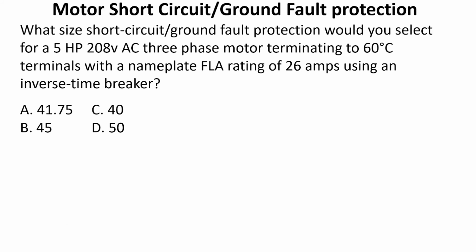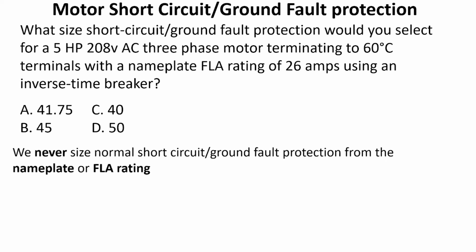What size short circuit ground fault protection would you select for a 5 horsepower 208 AC 3-phase motor terminating to 60 degree C terminals with a nameplate FLA rating of 26 amps using an inverse time breaker? So there's a lot of information here. Some of it we don't need, some of it we do. We never size normal short circuit ground fault protection from the nameplate or FLA rating.